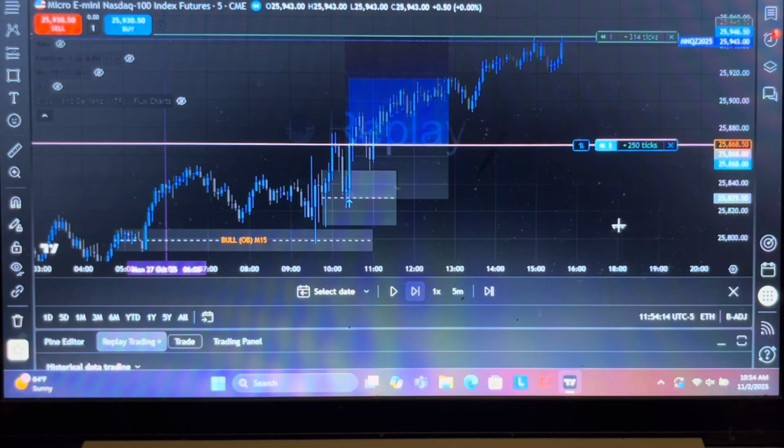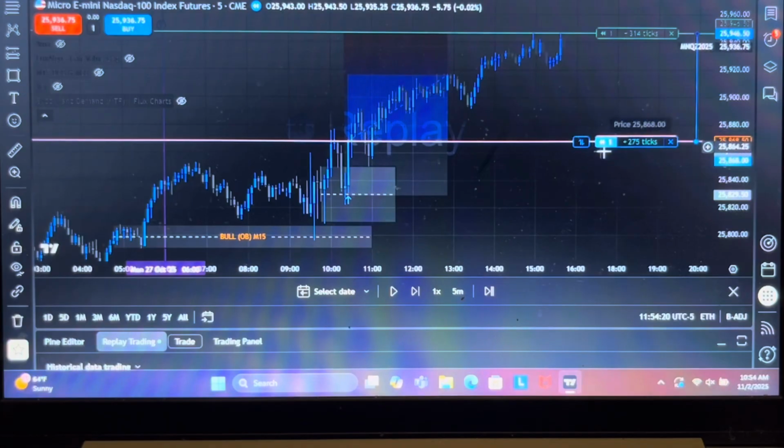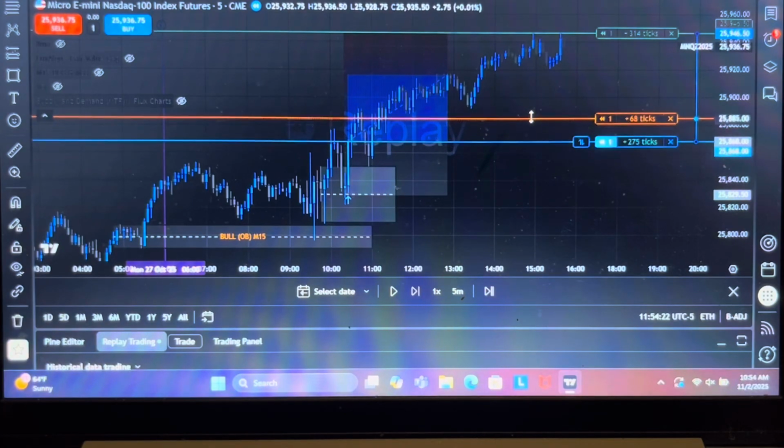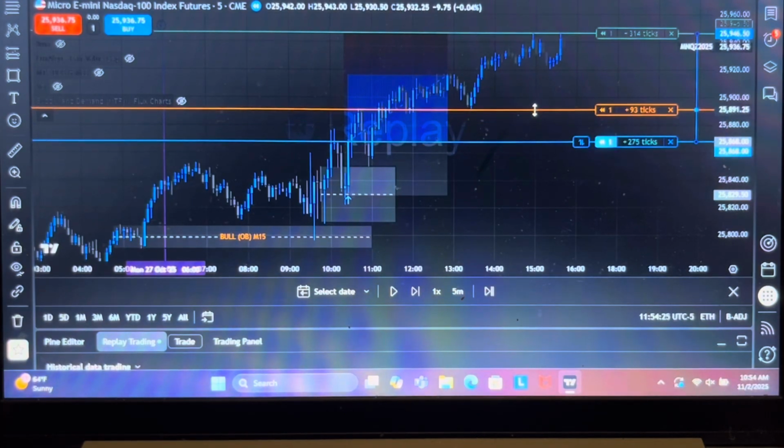So we're gonna see. All right, and if I would have been in this trade, hold on one moment. If I would have been in this trade, I definitely probably would have been in profit, my stop loss.